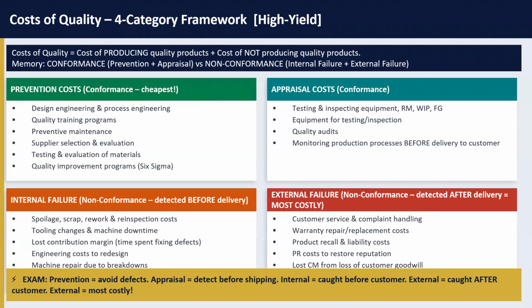Then comes external failure, non-conformance cost again: customer service and complaint handling. The worst cost that you can get among the four is external failure cost. You will lose your customer there. Customer service, complaint handling, warranty repair or replacement costs, the product recall or liability costs, all of them after selling, if you find out any failures, that is external failure. Okay. So prevention avoids the defects. Then appraisal will detect before shipping. Internal failures will be caught before the customer notices it. External failure will be caught by your customer. Okay. External will be most costly.